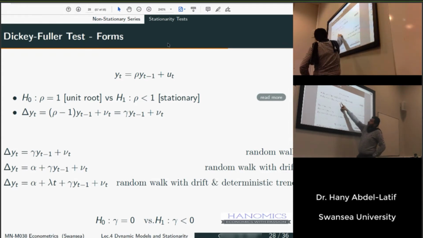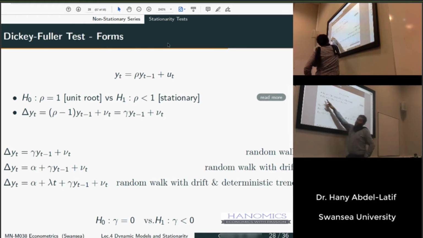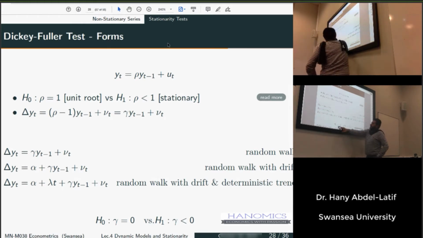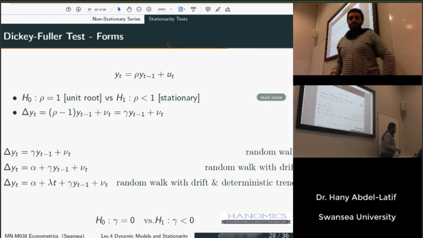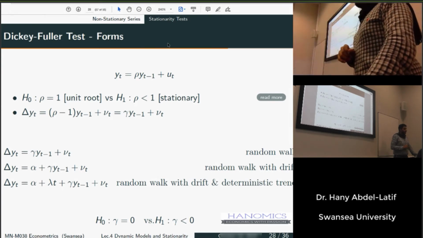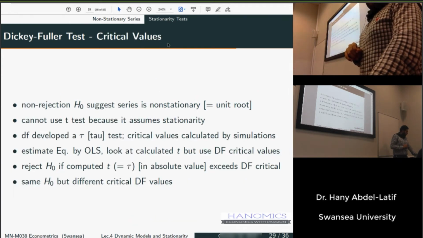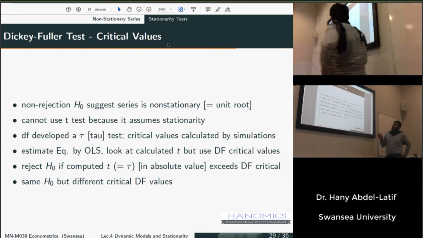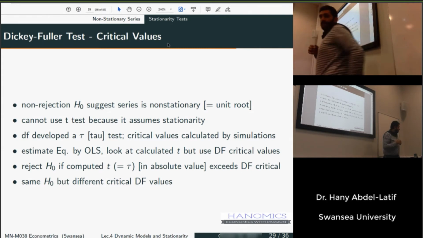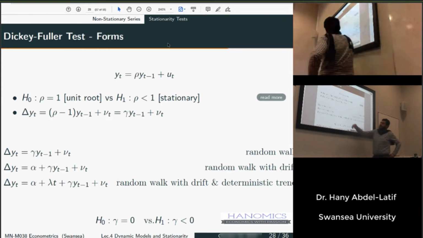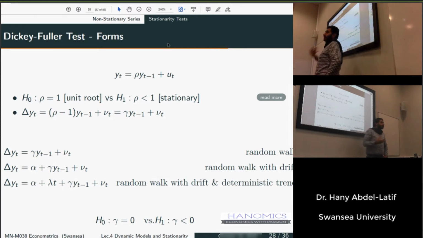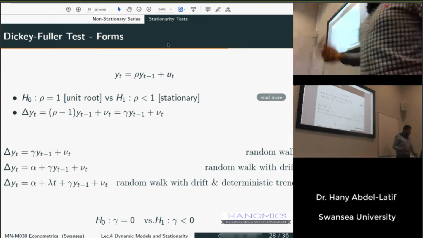In this case, because we transformed this to this equation, we have delta Y_t, not Y_t. So that means gamma here, which is this coefficient, equals 0. That means the data is not stationary, or it has a unit root. If gamma is less than 0, this is the alternative, and that means your series is stationary. So if you reject the null hypothesis, that means your data is stationary. If you fail to reject the null hypothesis, that means your data is not stationary.